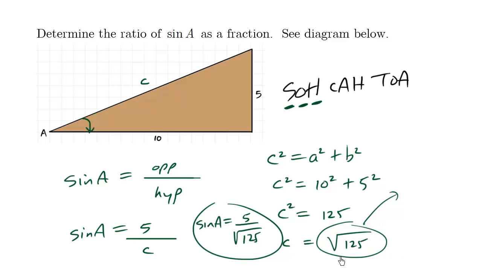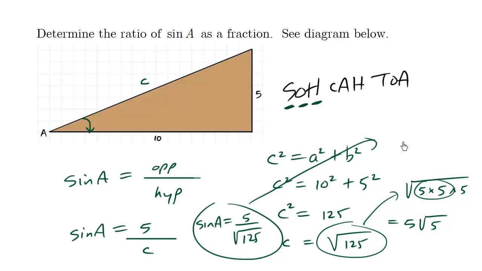Now, if you already learned how to convert entire radicals into mixed radicals, you can rewrite the square root of 125 as 5 times 5 times 5, and we could pull out the 5 here. This becomes 5 root 5. So another valid answer would be that sine A is equal to 5 over 5 root 5.